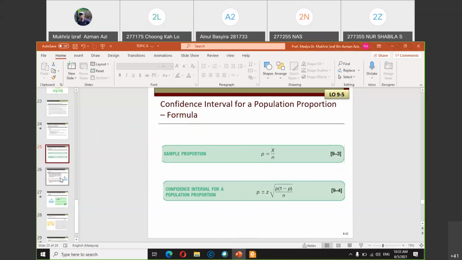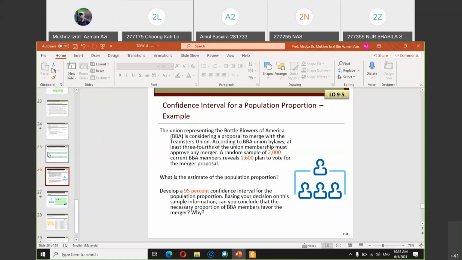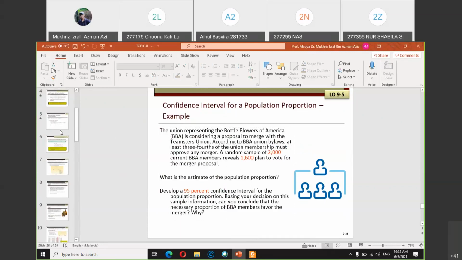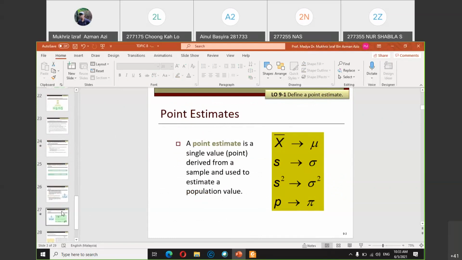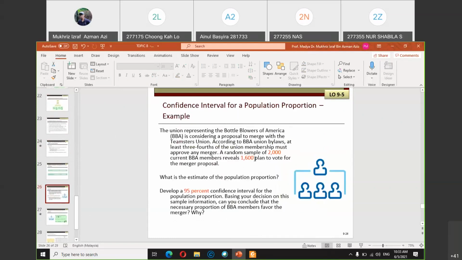So let's see one simple example of how you solve it. Here you are given this example, so let's go straight to this information. What is the estimate of the population proportion? Basically this is the point estimate. The population proportion is pi, as I mentioned in the beginning of the lecture last Monday. The point estimate for the population proportion pi is P. Once you obtain the value of P, based on 1,600 divided by 2,000, construct the 95% CI.